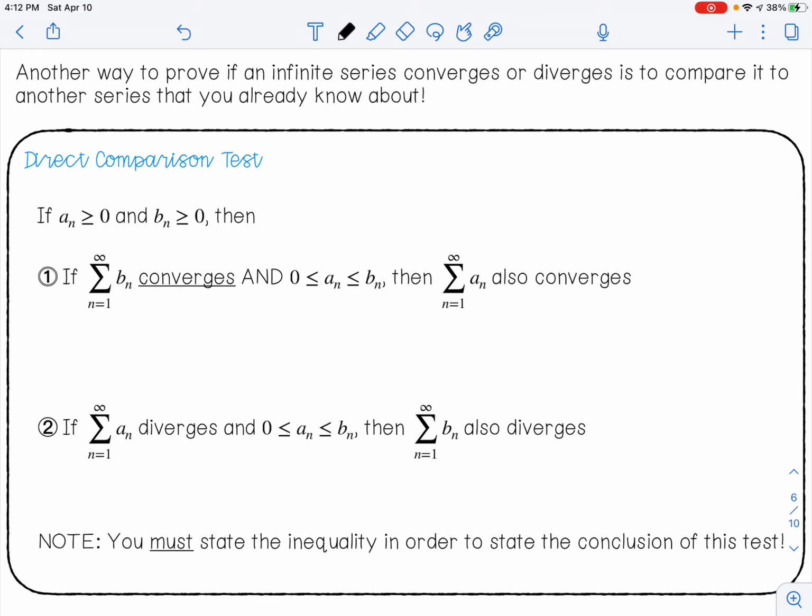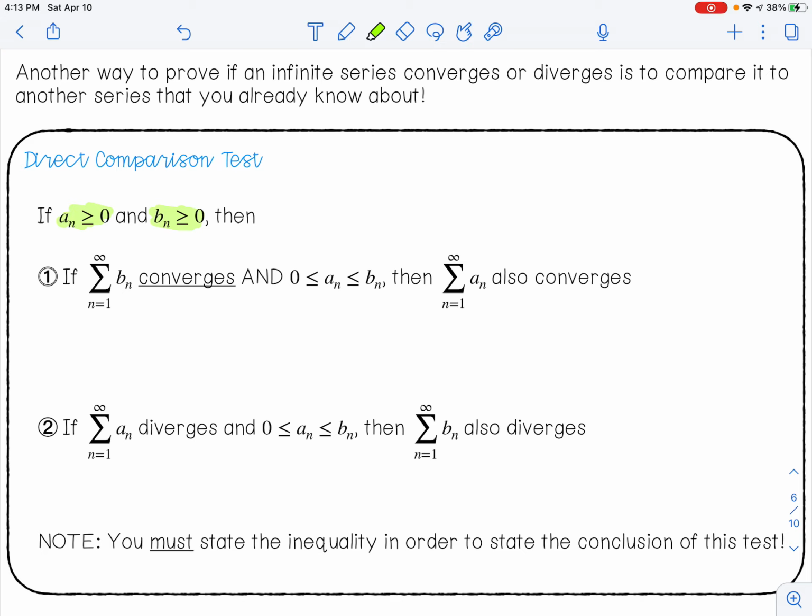So the first way to do that is by something called the direct comparison test. So two things have to be true in order to use this. Your sequences A of n and B of n have to be positive. They have to be greater than or equal to 0, right? And remember, A of n and B of n are just the sequence rules that are inside the infinite series. So there's two things that can happen.